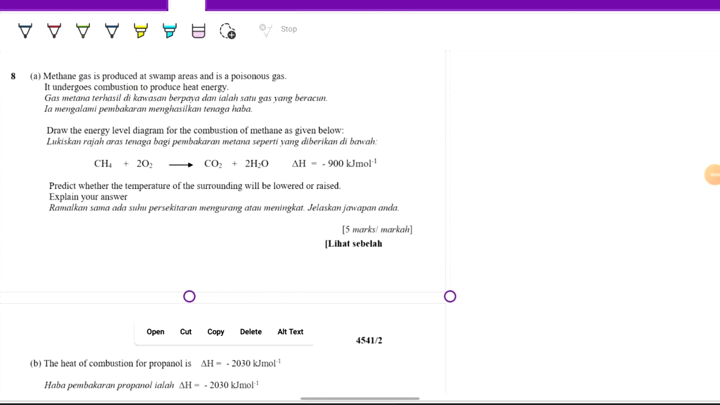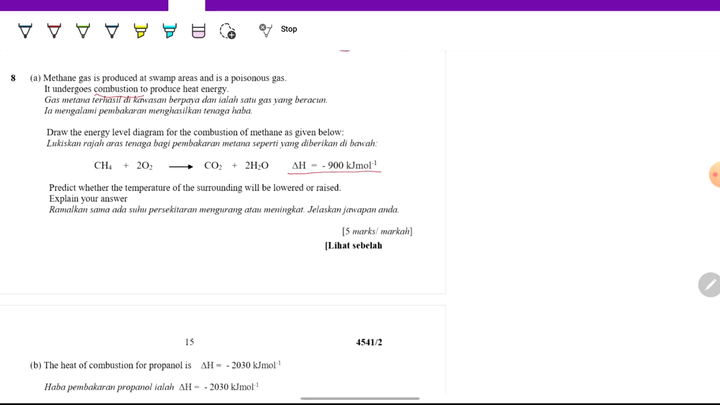Okay, question number 8. Methane gas is produced in swamp areas and it is a poisonous gas. So it undergoes combustion to produce heat energy. Draw an energy level diagram for the combustion, as given. So delta H is negative 900 kilojoule per mole, so it is an exothermic reaction. And predict whether the temperature of the surrounding will lower or rise. Then explain your answer. So here we directly know it is an exothermic reaction.